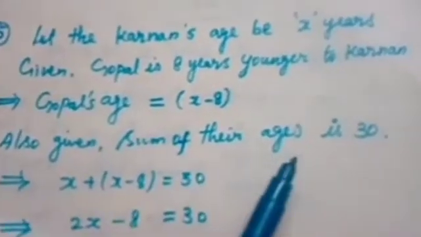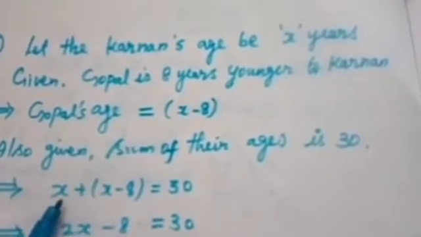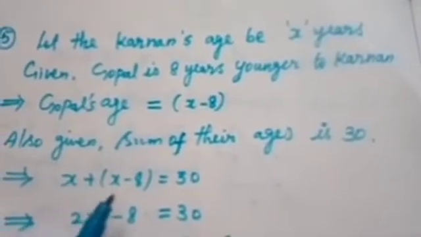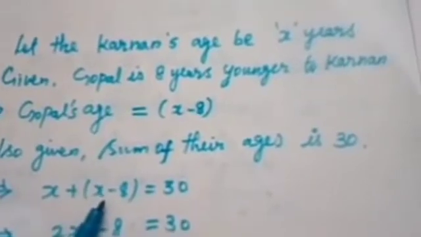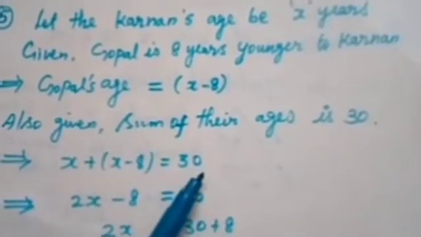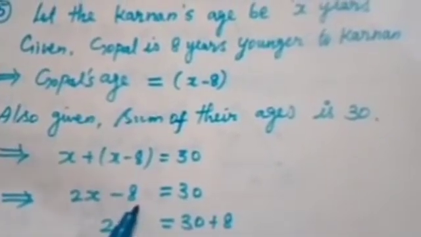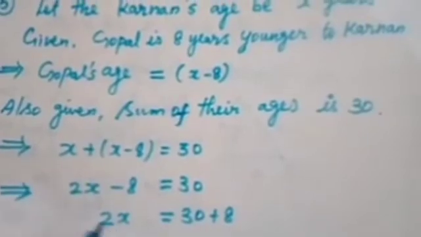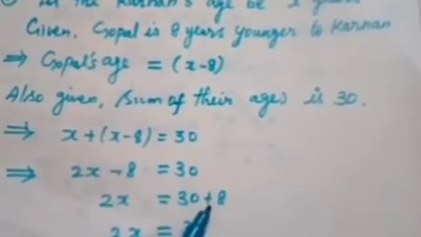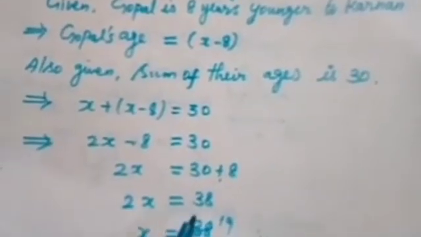Also given, the sum of their ages is 30. So Gopal's age plus Karnan's age is 30. Karnan's age we consider as x, Gopal's age we found is x minus 8, so x plus x minus 8 is equal to 30. That is 2x minus 8 is equal to 30. Now apply the transposing rules. This minus 8 moves to the right hand side and becomes plus 8. So 2x is equal to 30 plus 8. Now 2x is equal to 38.